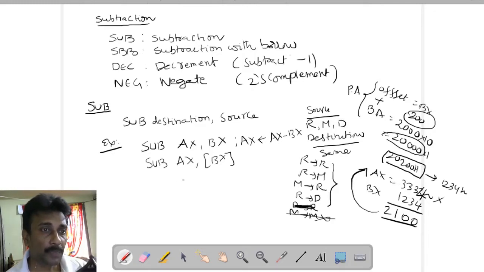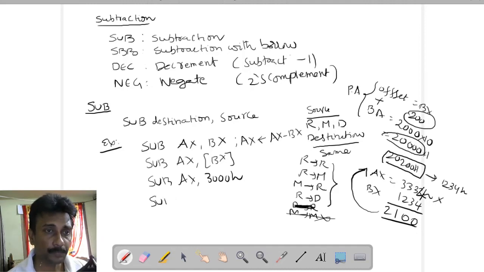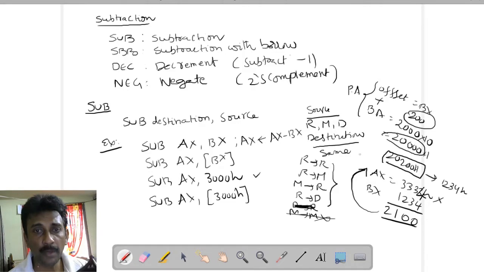Like that you can give another instruction, SUB AX comma 3000H. The 3000H value will be subtracted from the AX register and the result is also placed into the AX register. Or else you can write SUB AX comma the memory location 3000H. Now this is not a value; this is the offset value, the content of the memory location. The offset value will be added with the base address, as we discussed a while ago. The same format will be followed here.